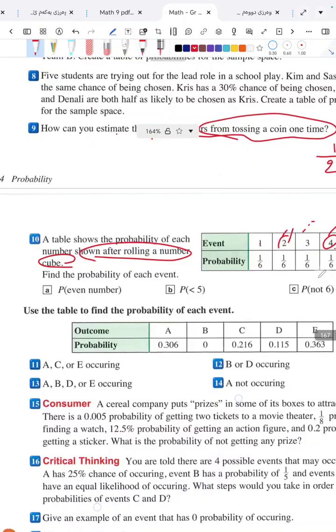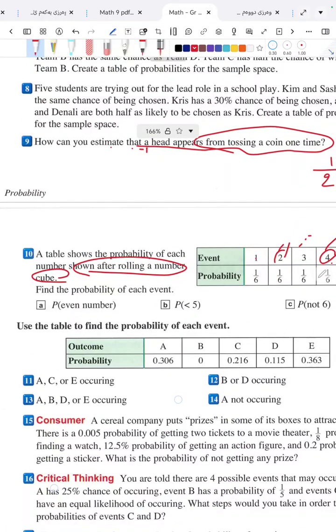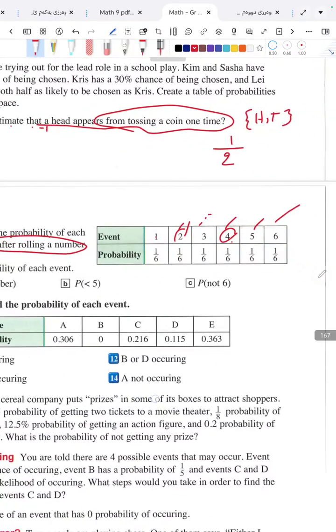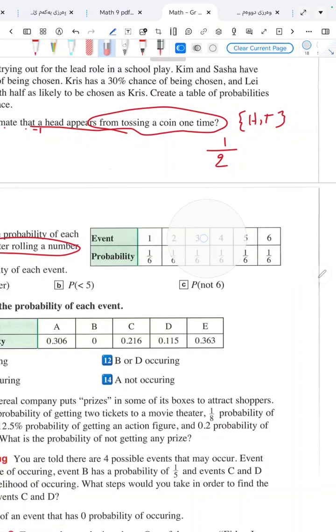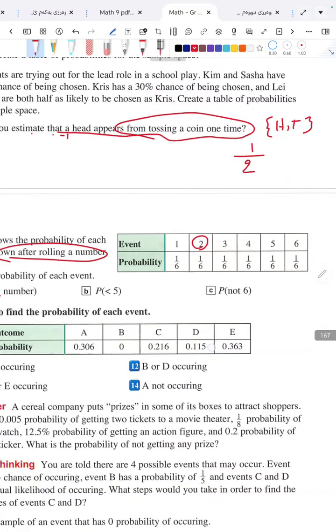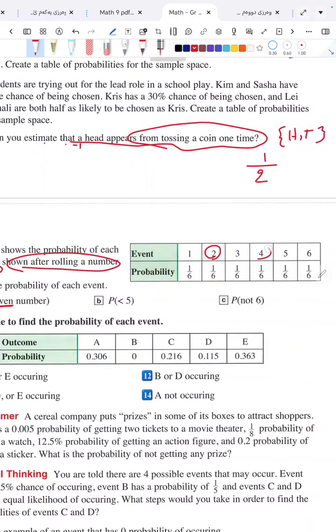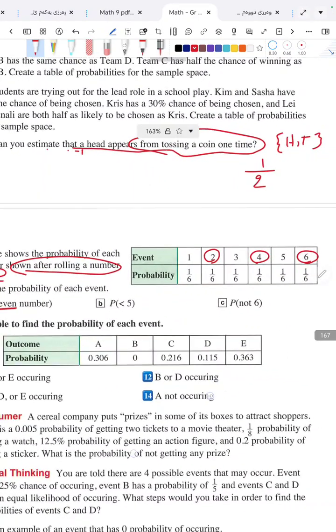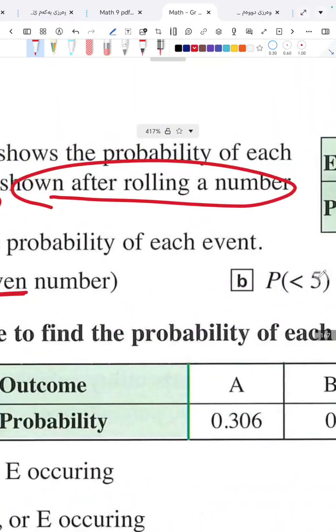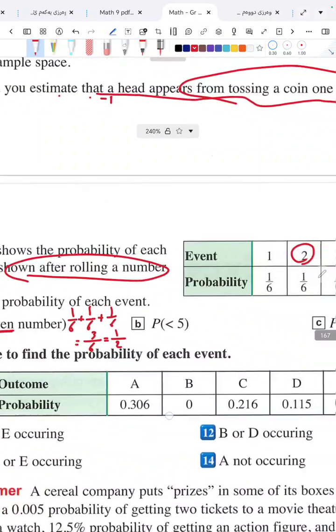Now they ask for what? Find the probability for each event. Probability of even number. How many even numbers do we have? Look at here. We have 2, probability 2, probability 4, then probability 6. It will be 1 out of 3, 1 out of 6, plus 1 out of 6, plus 1 out of 6, which is equal to 3 out of 6. Is 3 out of 6 in simplest form? No, it's equal to 1 out of 2.